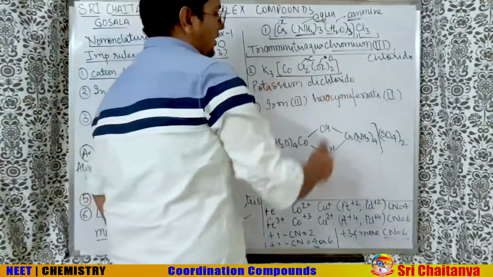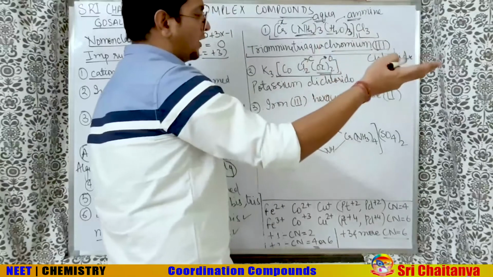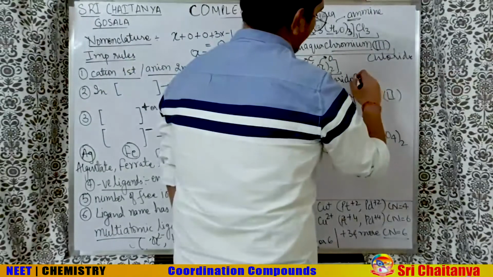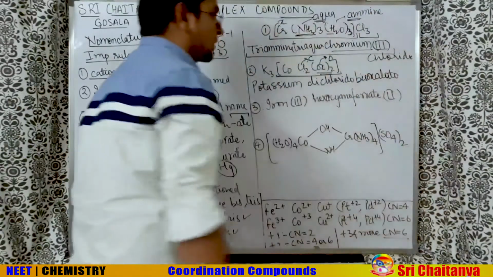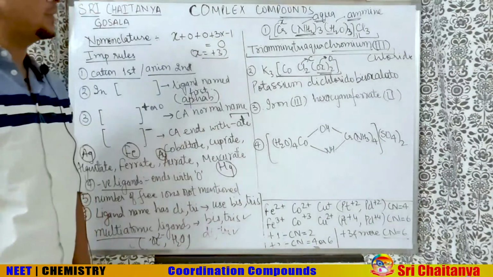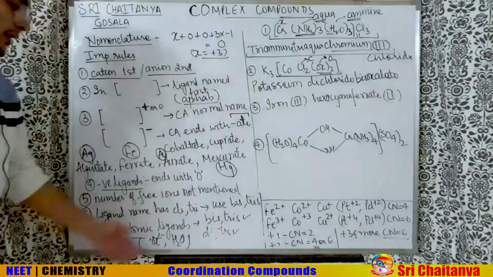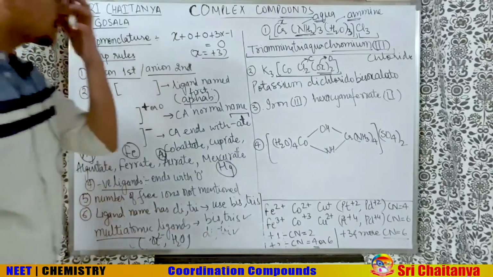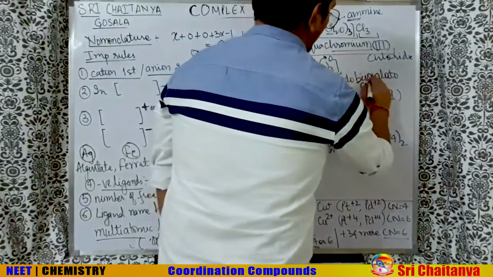So potassium dichlorido. Now this is 2, so we can write dioxalato also. We can also write bisoxalato. So for a change, I am writing bisoxalato. Both will be okay. Dioxalato will be okay, and bisoxalato will also be okay. It's optional because whenever a multi-atomic ligand is taken, we can use any of these 2. So potassium dichlorido, bisoxalato, cobalt.